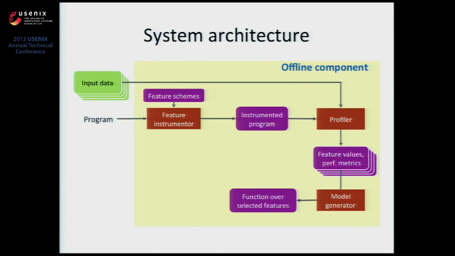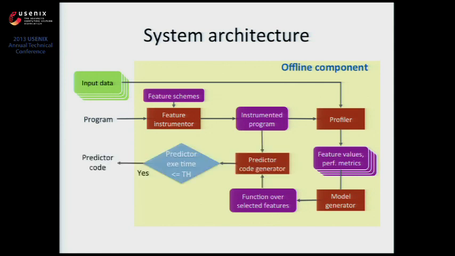The model generator performs sparse linear regression on the set of feature values and execution time. It produces a function that approximates the program's execution time using a subset of features. As a final step, the predictor code generator produces a code snippet from the instrumented program to efficiently compute the function using program slicing. If the predictor running time is below the threshold TH, say 2% of the original program execution time, Mantis outputs the predictor code. If not, it notifies the model generator features that are expensive to compute. The model generator reruns, excluding those features.